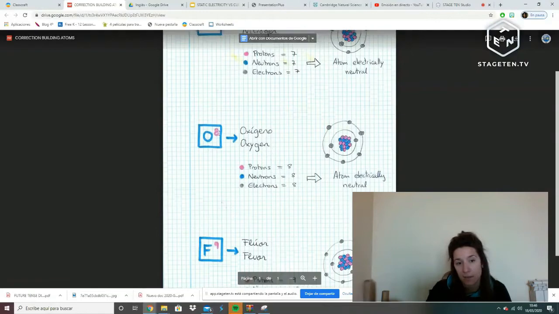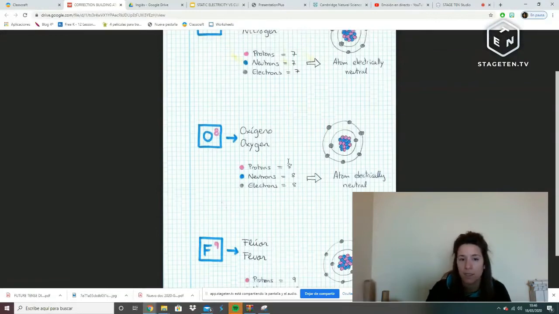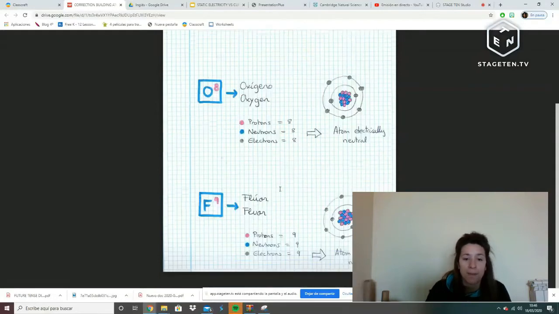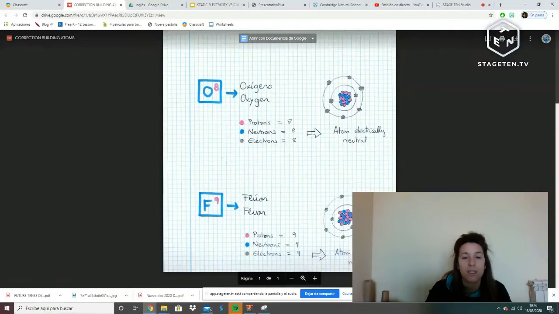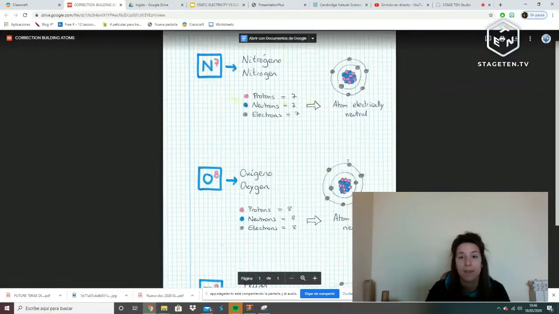Oxygen has the atomic number 8, so it has 8 protons, 8 neutrons, and 8 electrons, okay? So protons and neutrons inside the nucleus, and then electrons moving around. And finally, fluor, that has got the atomic number 9, 9 protons, 9 neutrons, and 9 electrons. Protons and neutrons in the nucleus, and then 2 electrons on the first orbit, and we complete until 9 on the second orbit. As you can see, all the 3 atoms are electrically neutral because they have the same number of protons and electrons, all right?